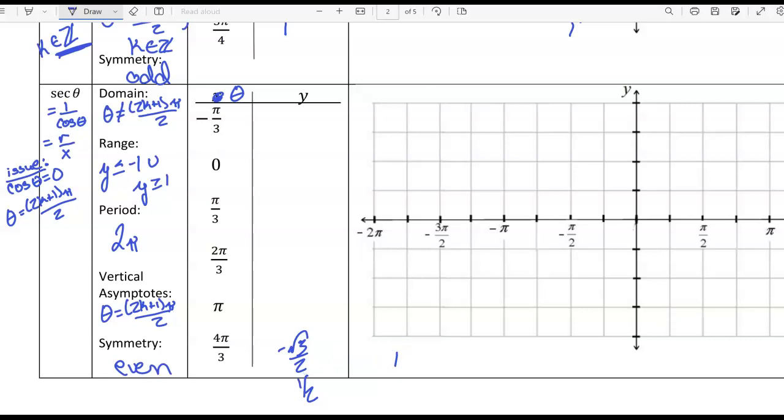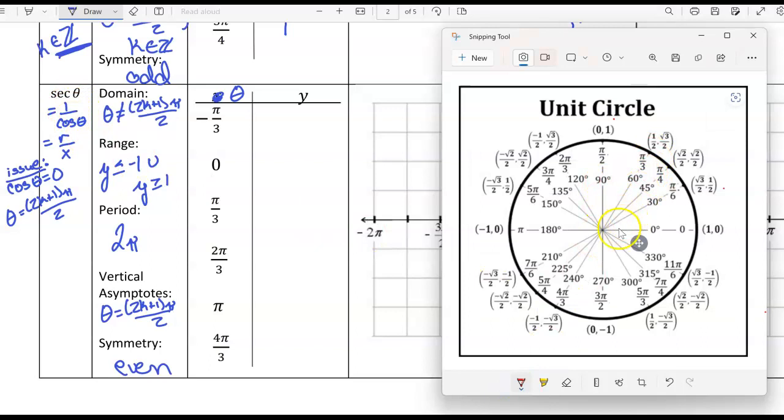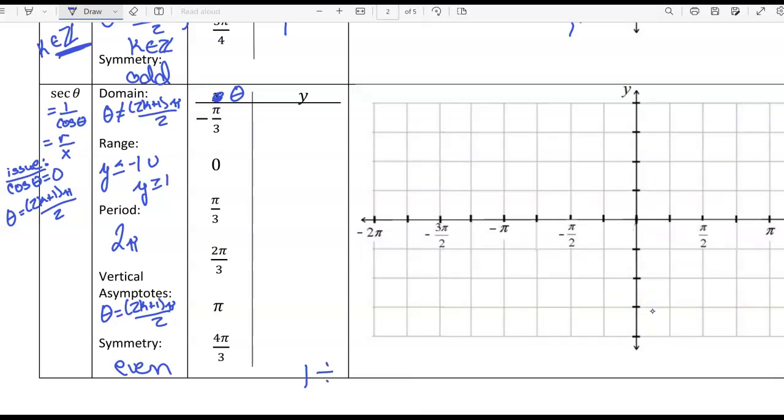All right, hold on a minute. I'm thinking about the wrong trig function here. Let's go back to secant. Secant's 1 over cosine. Cosine is the x value. So I'm at negative pi over 3. So I'm going to have 1 divided by 1/2. There we go. 1 divided by 1/2, and that's going to be equal to 2.